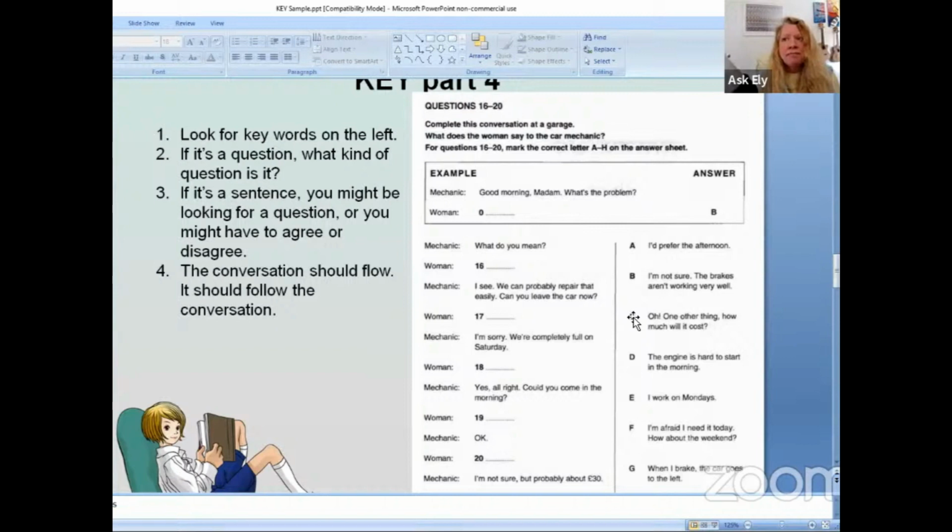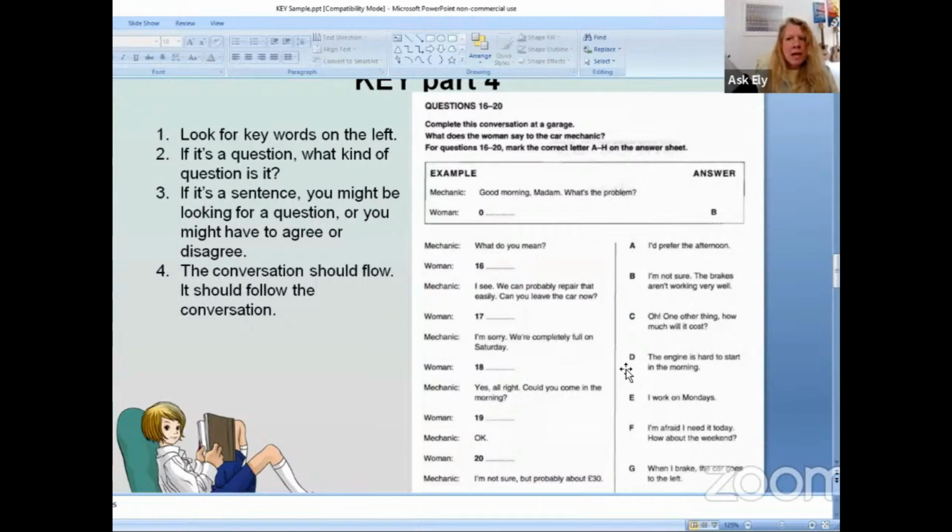Okay, what about C? Oh, what about E? I work on Mondays. Okay, that's not information. This is information. The engine is hard to start in the morning. That's information. So that could be the answer. I work on Mondays. No. I'm afraid I need it today. How about the weekend? Is that information? Right? The question is, what do you mean? What do you mean? When I brake, the car goes to the left.